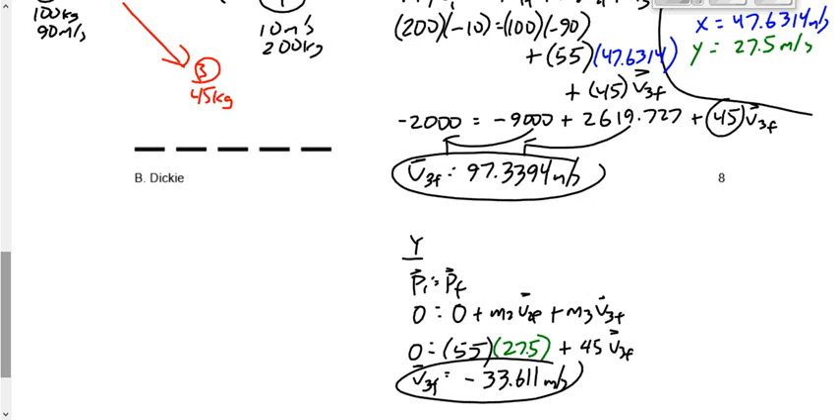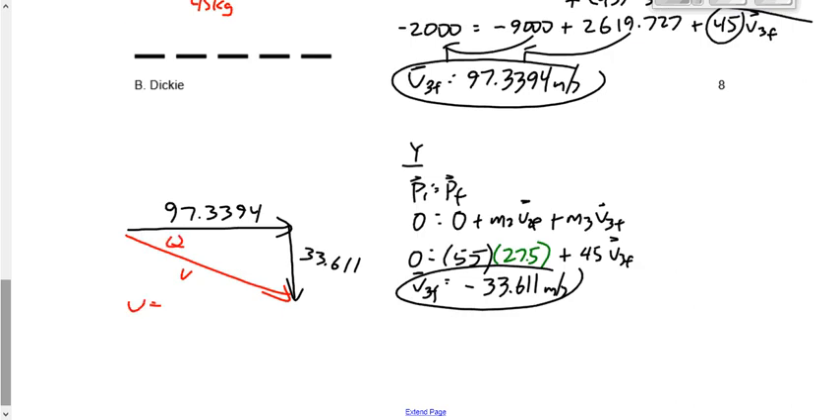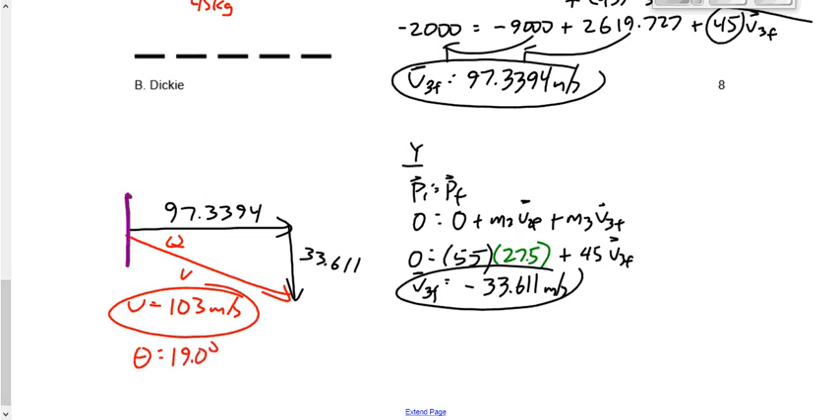And now it's physics 20, math 10/physics 20. 97, 33. Solve for V, solve for theta. V is the square root of a squared plus b squared, 103. And theta is the inverse tan of opposite over adjacent. We get 19.0 degrees. And look, we're measuring it from the east. But it's south from the east. So we would say south from east or south of east. How many people ended up getting that?